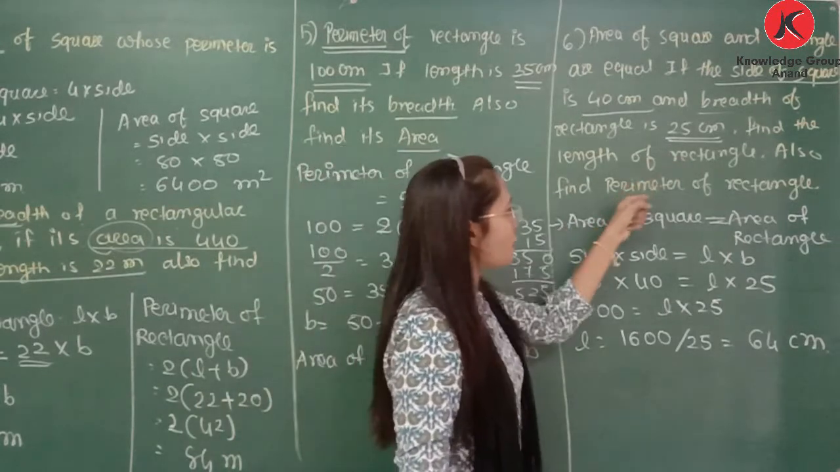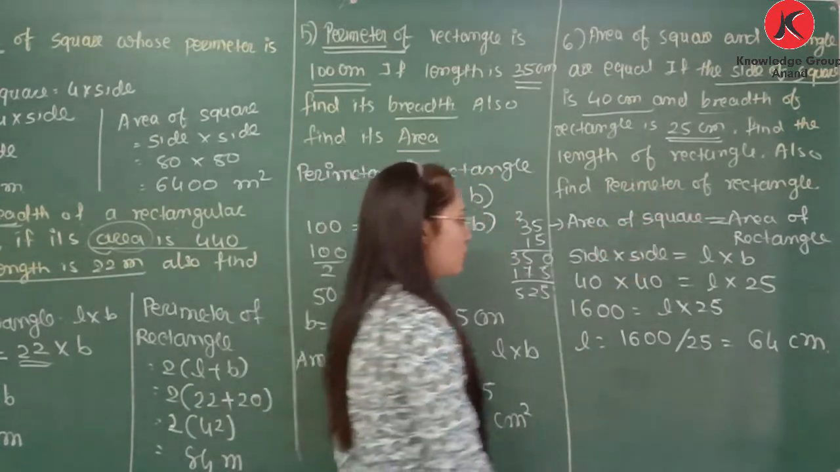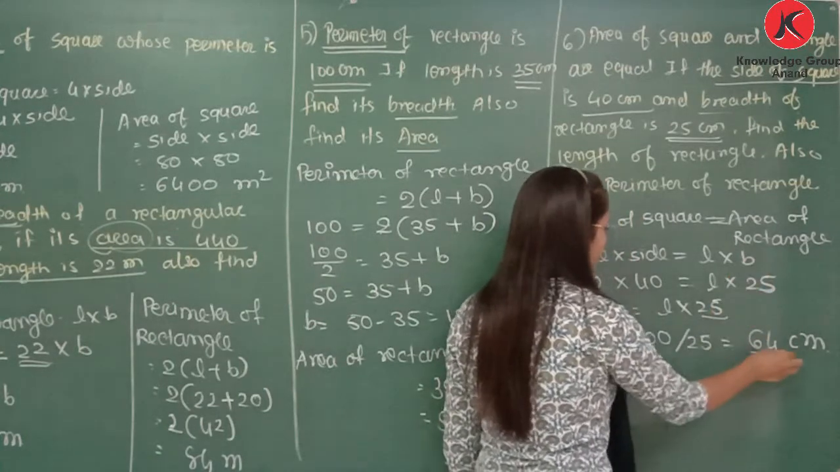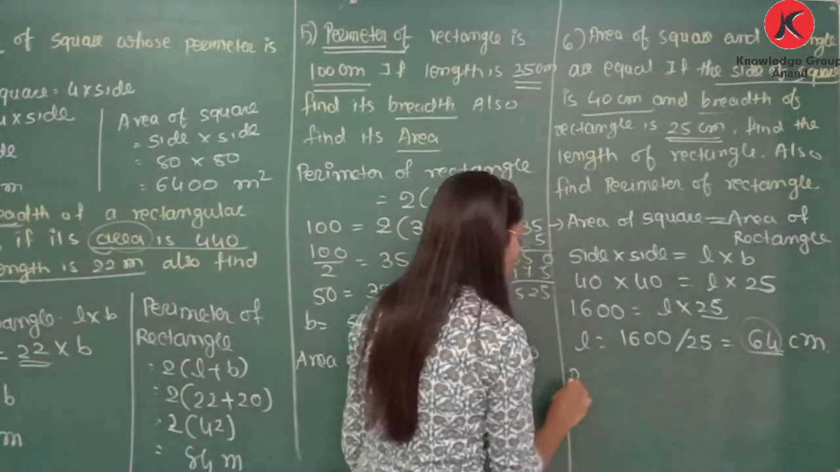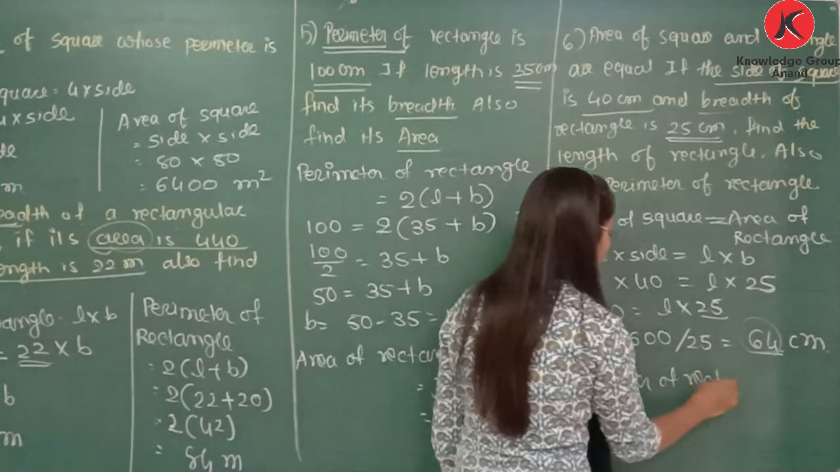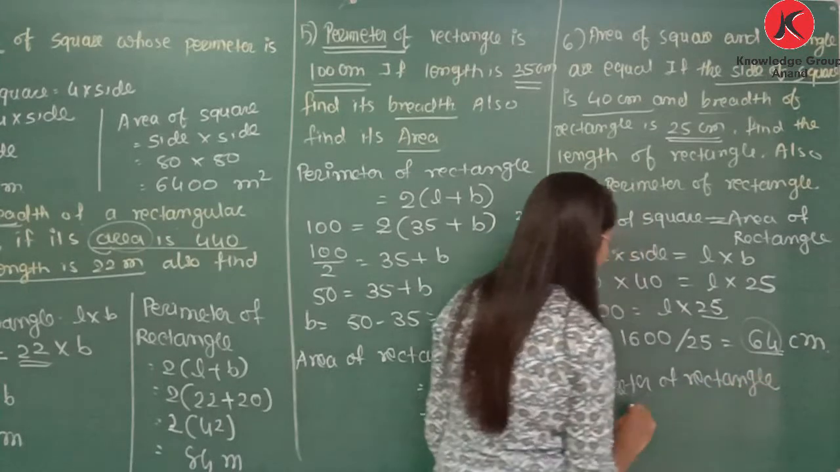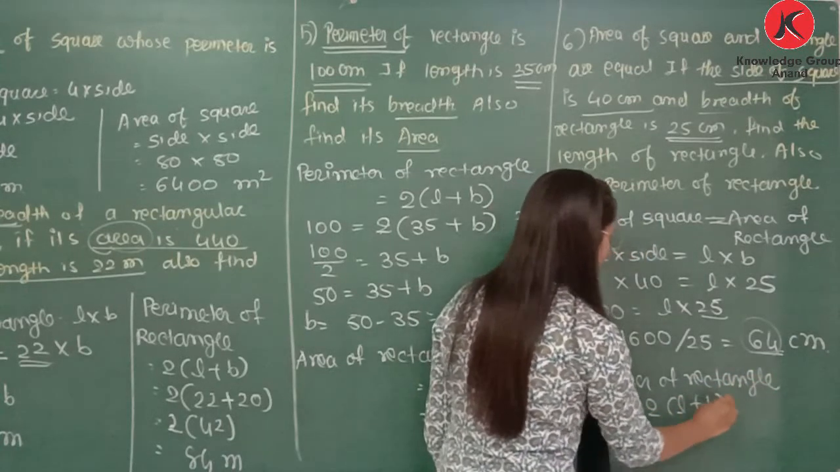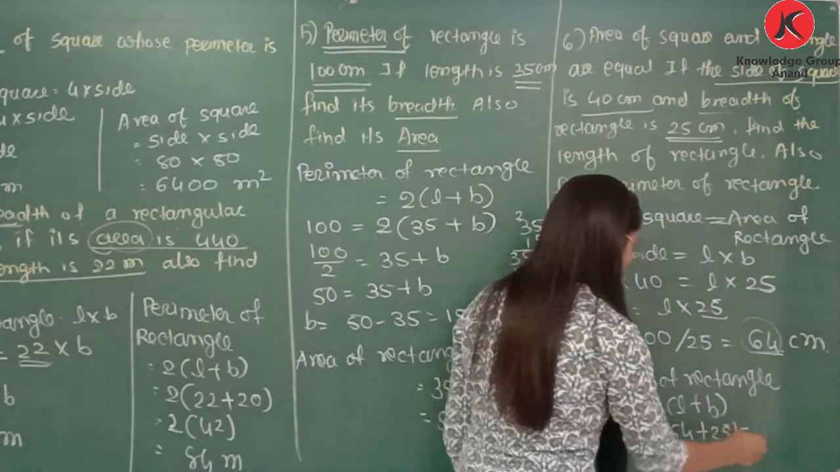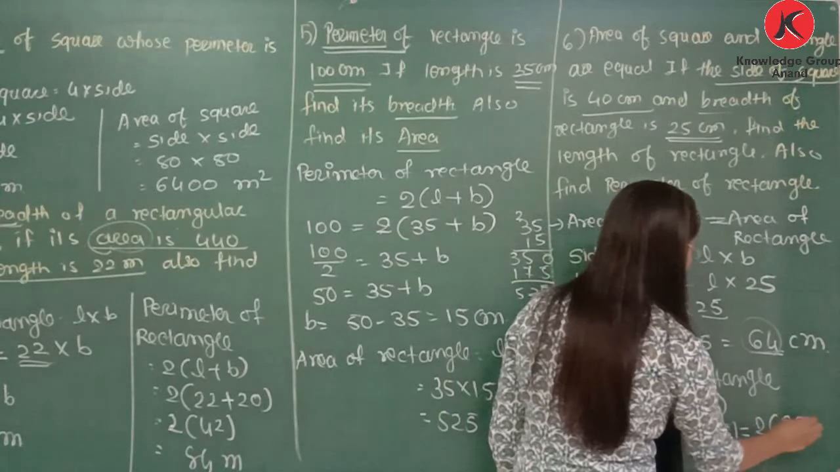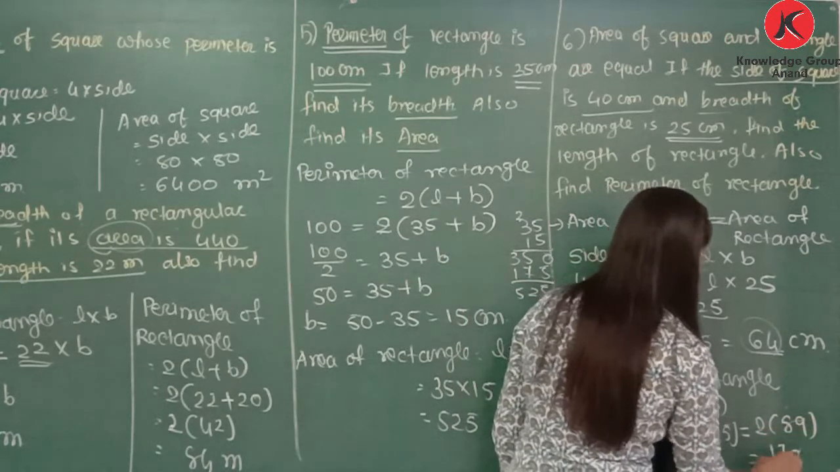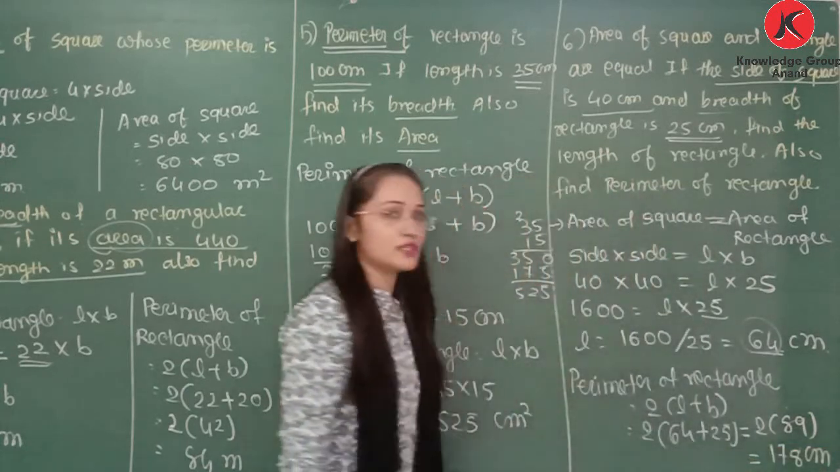Now also find the perimeter of the rectangle. We have the value of breadth, that is 25, and we found that length is 64. So perimeter of rectangle, that is 2 inside the bracket L plus B. Length is 64, breadth is 25. So it is 2 inside 89. 178 centimeter.